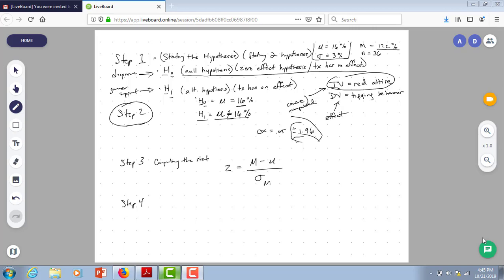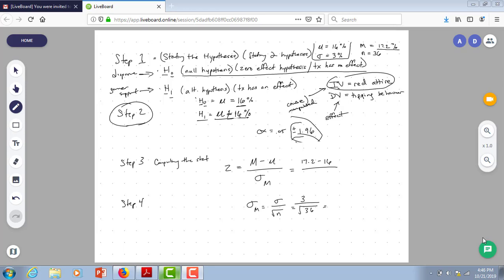If you're not sure how this formula came to be and how it compares to other z-score formulas, please go and check out some of my previous content on YouTube. So for now, let's just go ahead and plug in the statistics that we have so that we can get a calculated z. So we have 17.2 minus 16 over a standard error of the mean. We need to calculate the standard error of the mean first. Standard error of the mean is population standard deviation over the square root of n. For our sample, that means 3 over the square root of 36.